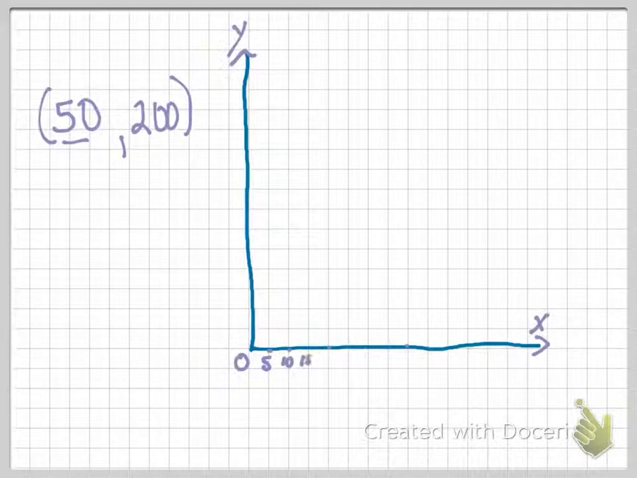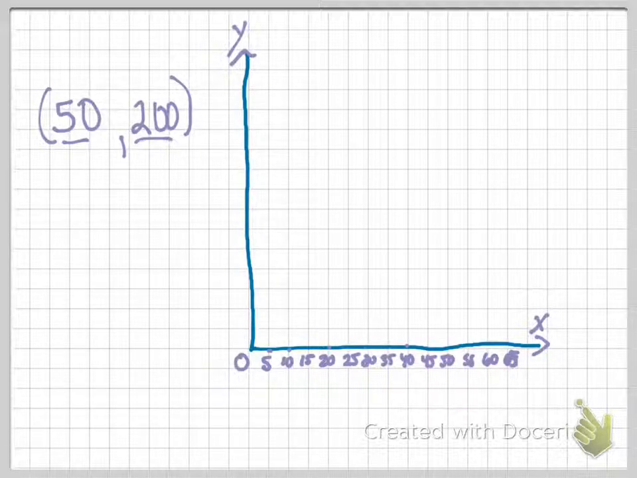5, 10, 15, 20. I just have to make sure I have room to get to 50 and that 50 is not way over here stuck at the end. 25, 30, 35, 40, 45, 50. And you don't want to stop right at that. You want to keep going. 55, 60, 65. We'll stop at 65 because we're at the end of our axis. So that would work for plotting 50.